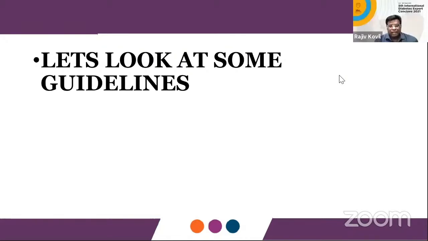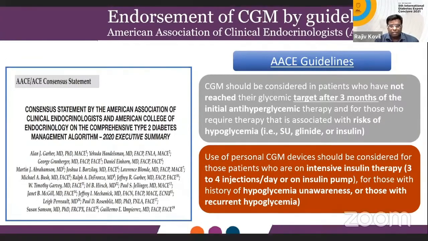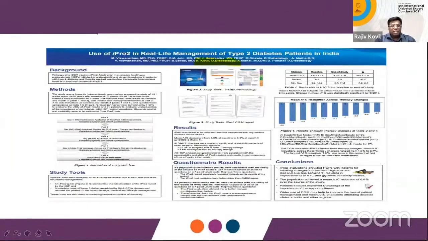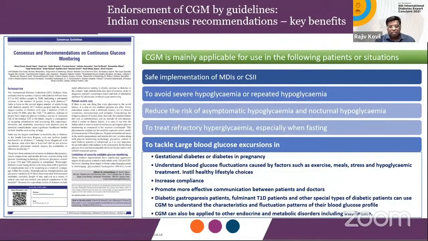Let's look at some guidelines. The ACE says that CGM should be considered if glycemic target is not reached within 3 months. Use of personal CGM should be considered when the patients have recurrent hypoglycemia. We should consider a personalized CGM. Again, we had done this evidence of iPro 2 in real life almost 8 years back, got published in the JAPI around 5 years back. We have an Indian consensus on CGM.